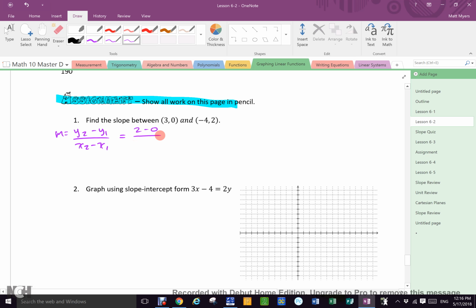2 minus 0 over? Negative 4 minus 3, which is 2 over negative 7, which is the answer for 2 marks. Doesn't matter which way you did it. If you change the x's and the y's, then you got negative 2 over 7, which is the exact same value.